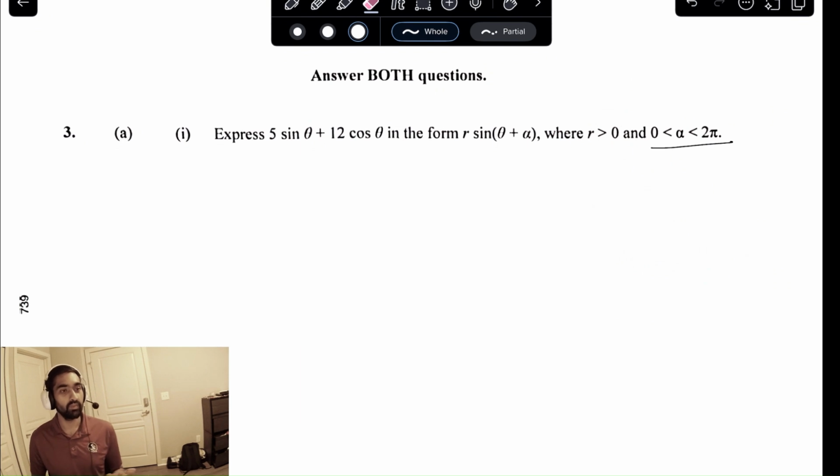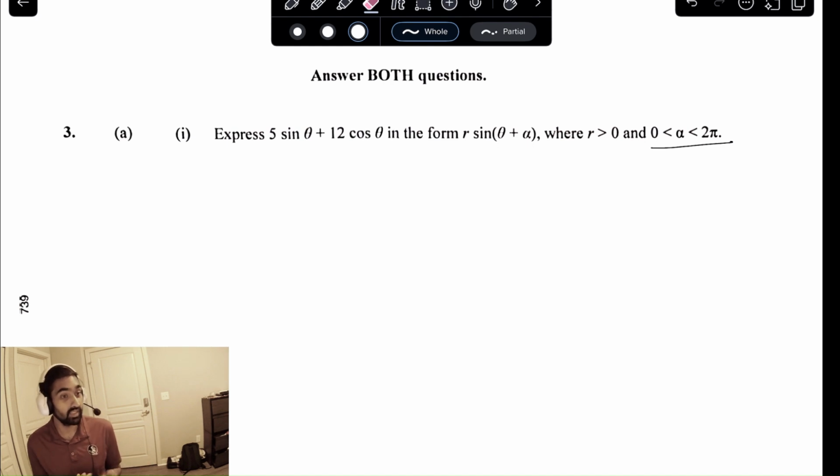In this video, we're going to solve CAPE 2024 Pure Maths Unit 1, Question 3. Part A reads, express 5 sine theta plus 12 cosine theta in the form r sine (theta plus alpha), where r is bigger than 0 and 0 is less than alpha less than 2 pi.